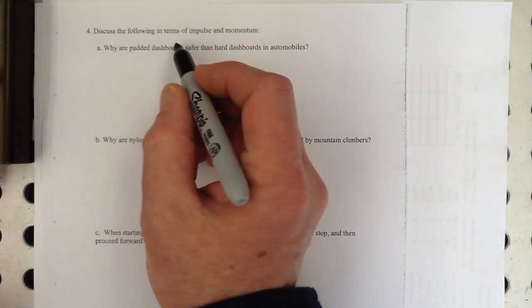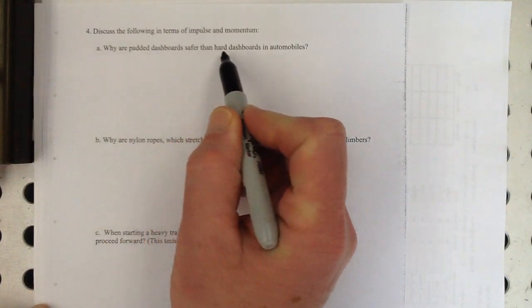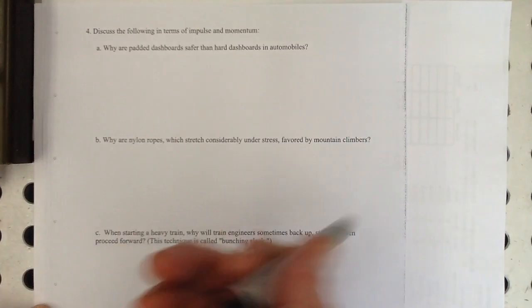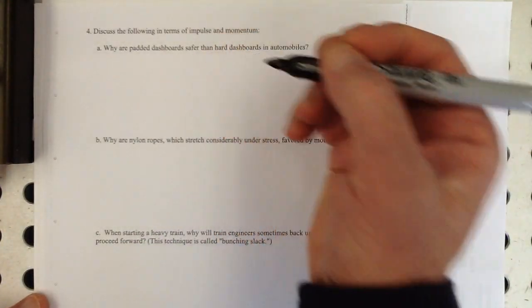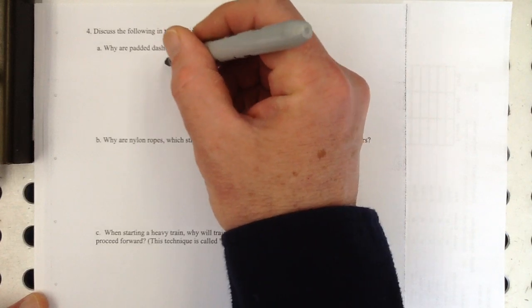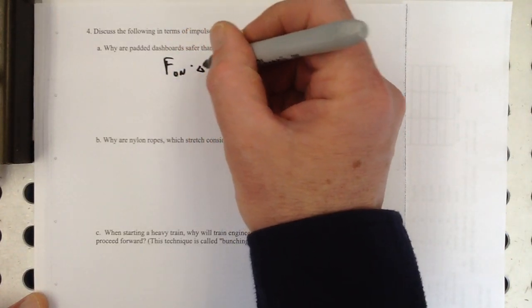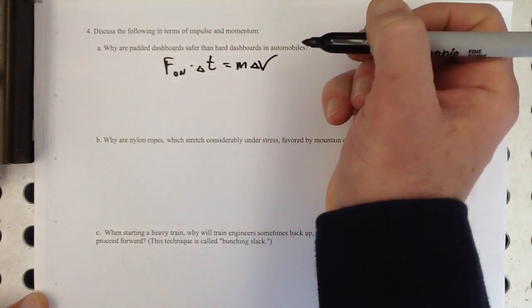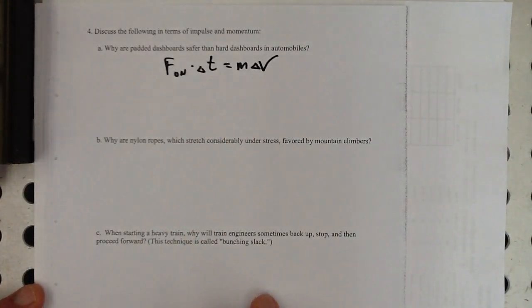Discuss the following in terms of impulse and momentum. Why are padded dashboards safer than hard dashboards in automobiles? And what does that have to do with it? Like, oh, well, they're softer. Sure, yeah, but what about the physics? What's happening here? Unbalanced force times change in time equals mass times change in velocity.